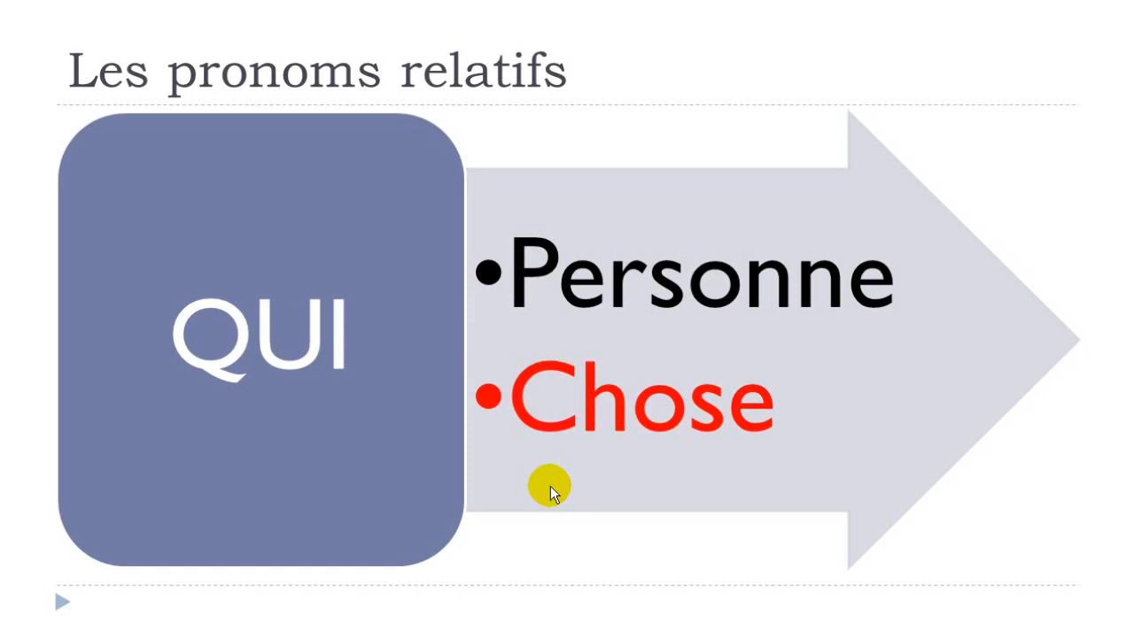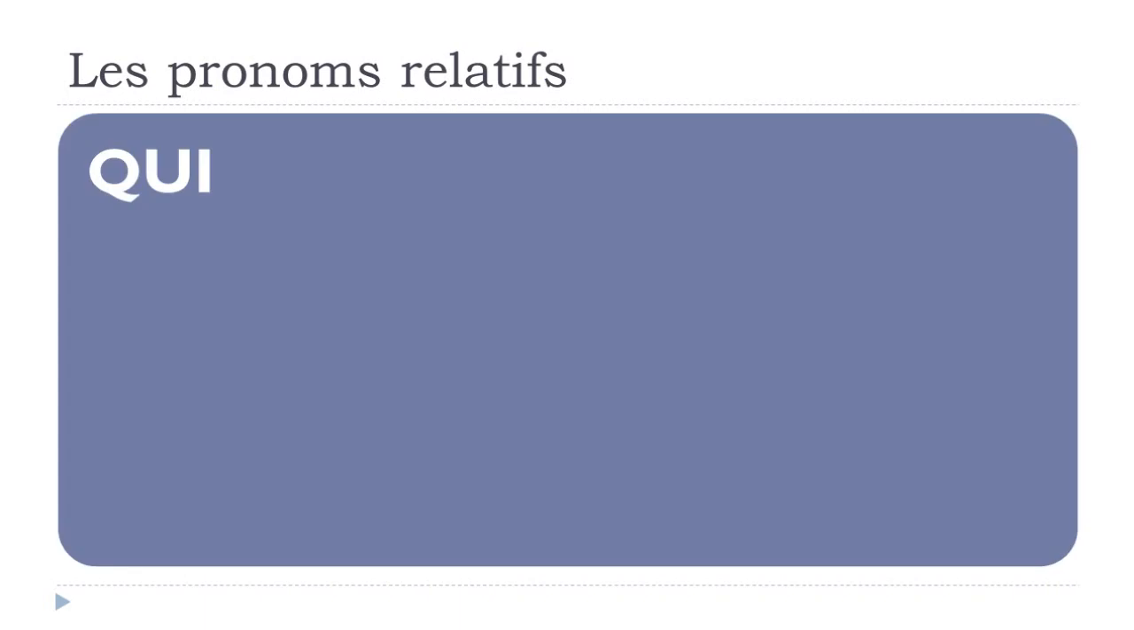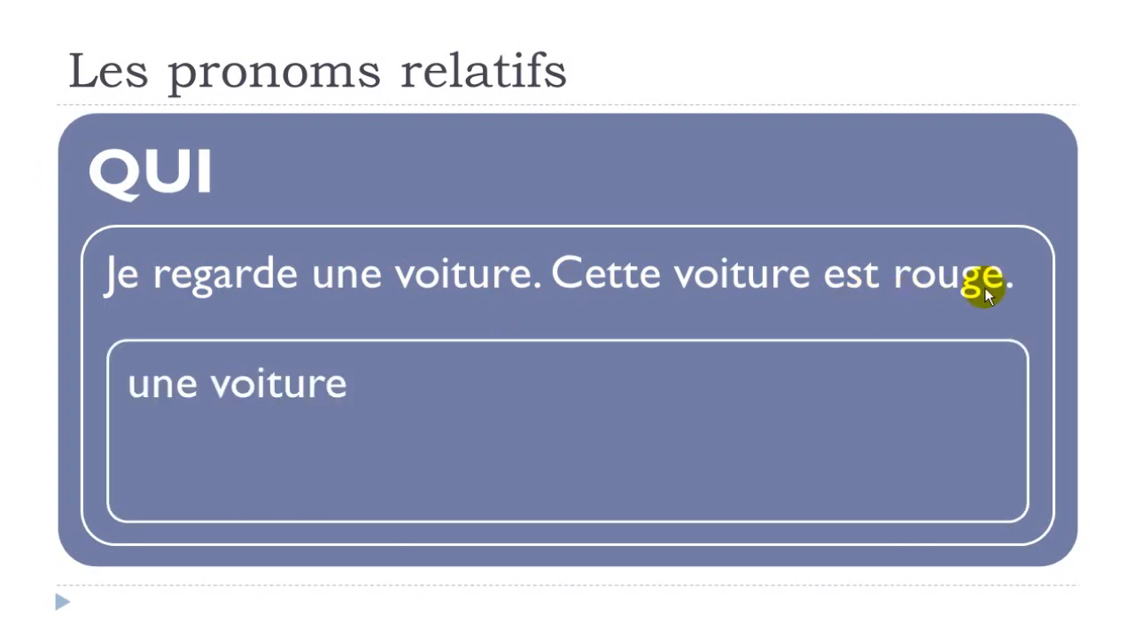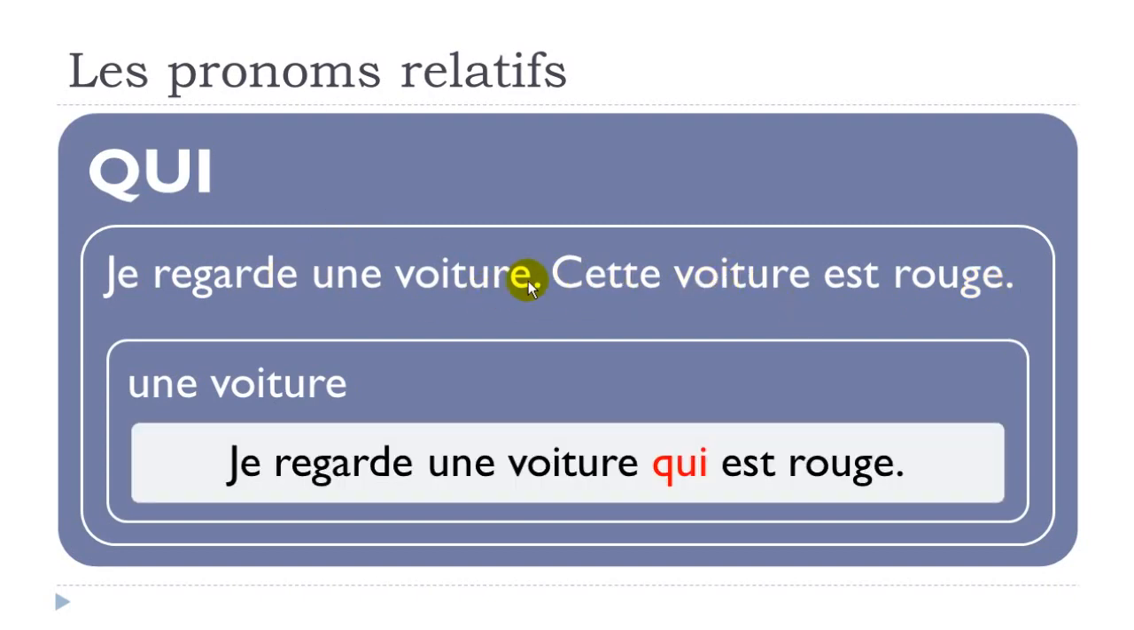Okay, let's see now if we replace une chose, a thing, with qui. So, je regarde une voiture, cette voiture est rouge. Regarder is to watch, une voiture, a car. Je regarde une voiture, cette voiture est rouge. So, of course, in that case, we would like to avoid the repetition of une voiture. And then, je regarde une voiture qui est rouge. So exactly the same thing here. You just put this qui, and then you get the verb after that, est rouge.